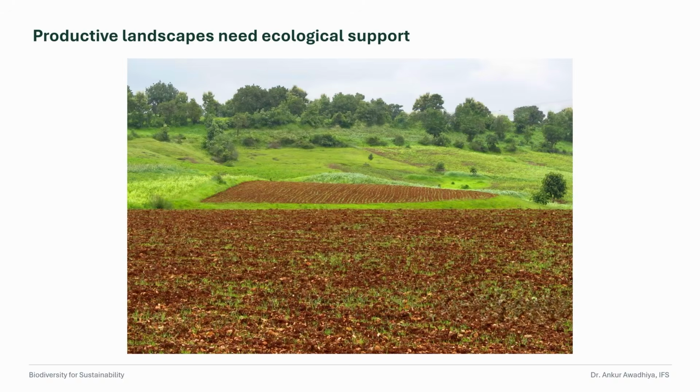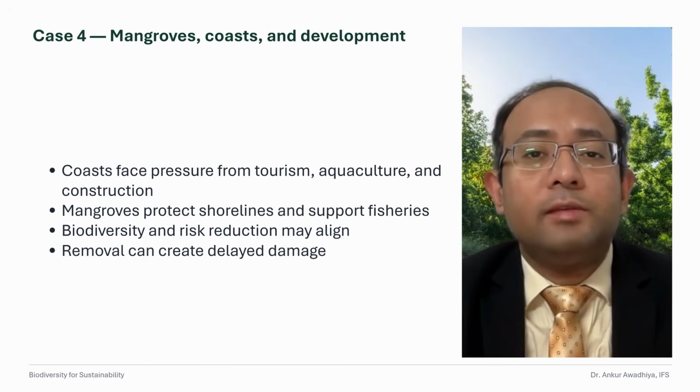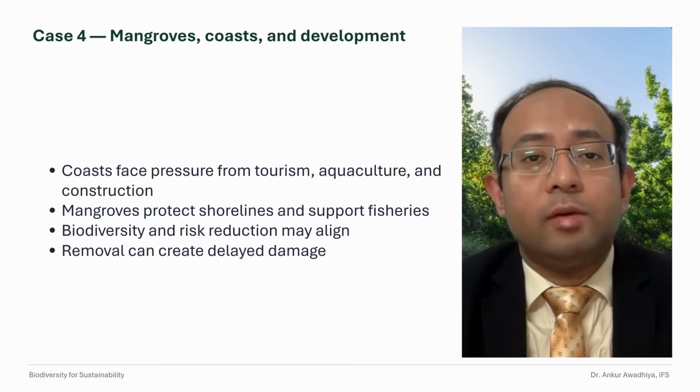This visual reminder reinforces that even intensively farmed areas contain or could contain ecological relationships. Trees within and around farms, margins around the field edges, and small water bodies can influence the landscape resilience and ecosystem services. The point is to see agriculture as embedded within a broader ecological system, not as a domain entirely separate from nature. Our fourth case is mangroves, coasts, and development.